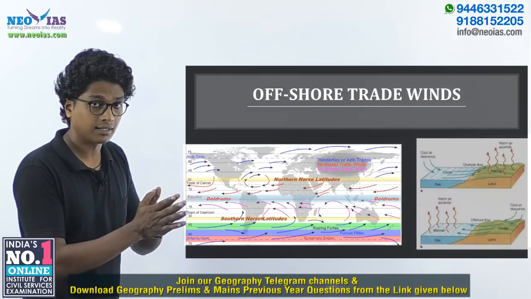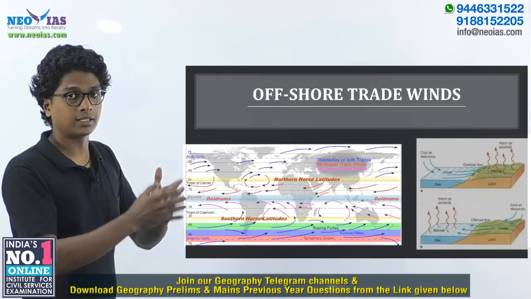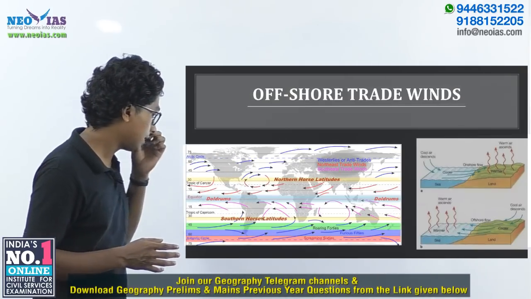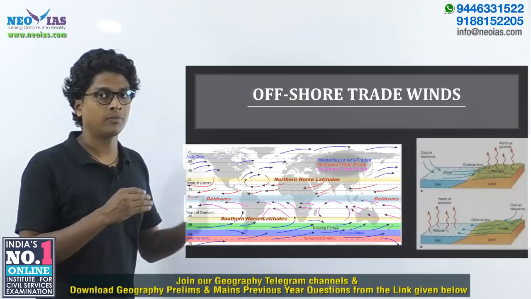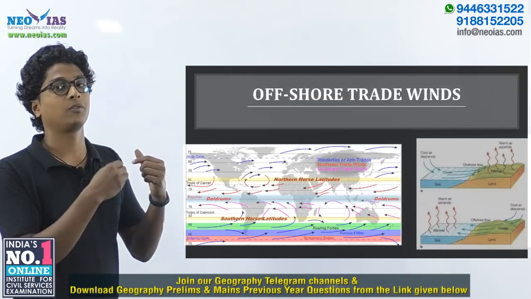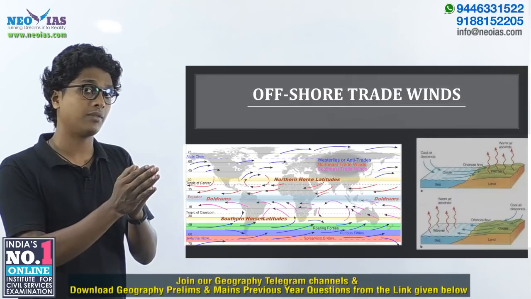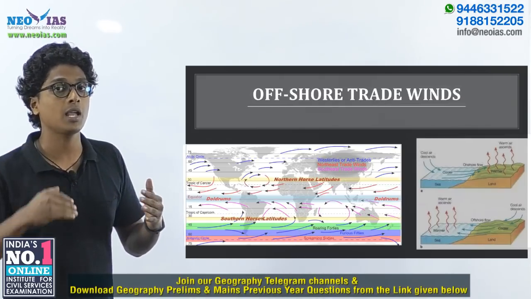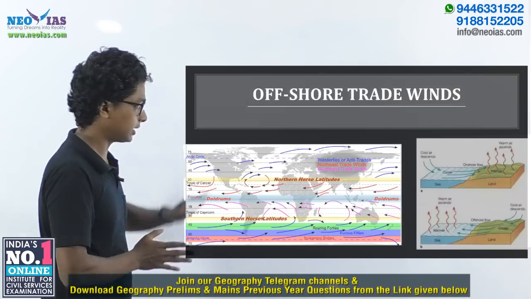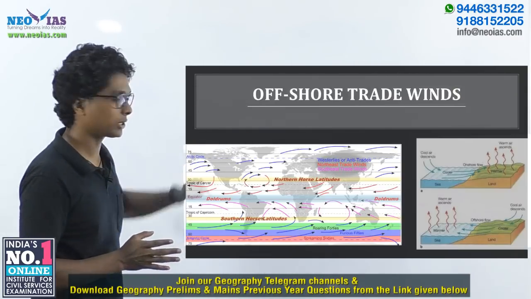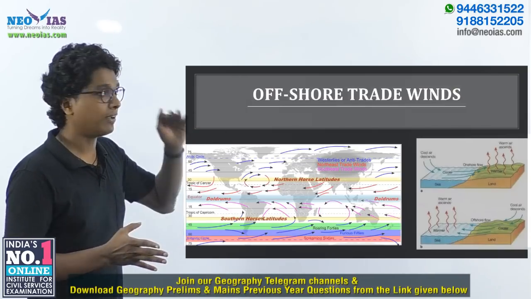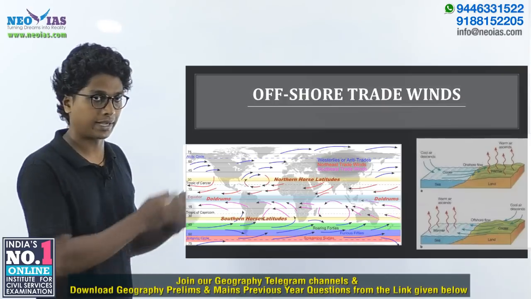For that reason, the trade winds are offshore in the western margins, and they are onshore in the eastern margins. Wherever the trade wind is offshore, precipitation will be discouraged, and wherever the trade wind is onshore, precipitation will be higher. So think about all the major hot deserts. They are near this subtropical high pressure belt, where we have trade winds.